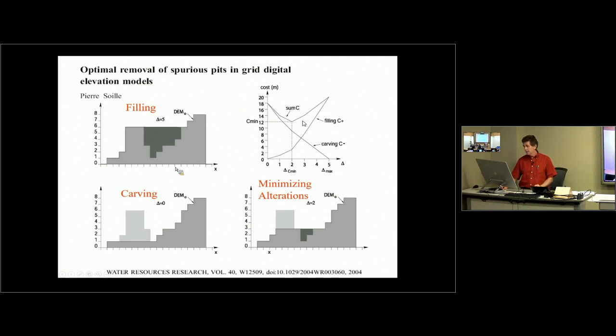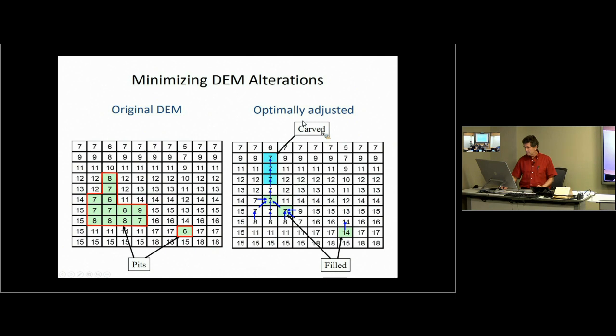So there's that idea. So in terms of the little example that we had, here we could get an optimally adjusted DEM by filling this 6 up to a 7 and then carving a path out, and maybe filling up this pit to 14. And then we end up with that set of flow directions.